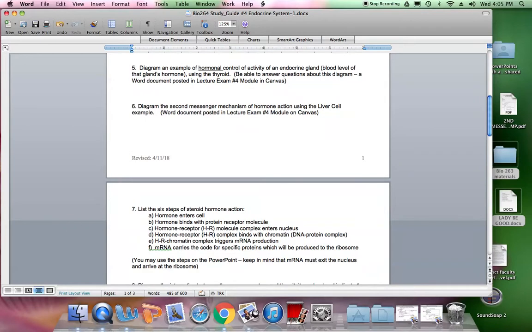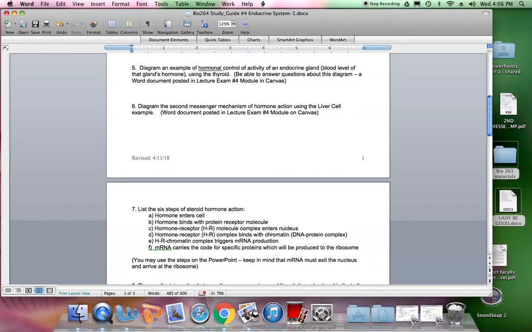Okay, this is actually the answer to list the 6 steps of steroid hormone action. I think in your PowerPoint they only have 5. But anyway, this describes what happens when a steroid-based hormone is released and it reaches its target cell. A, the hormone enters the cell. B, the hormone binds with a protein receptor molecule. C, the hormone receptor, or HR molecule complex, enters the nucleus.